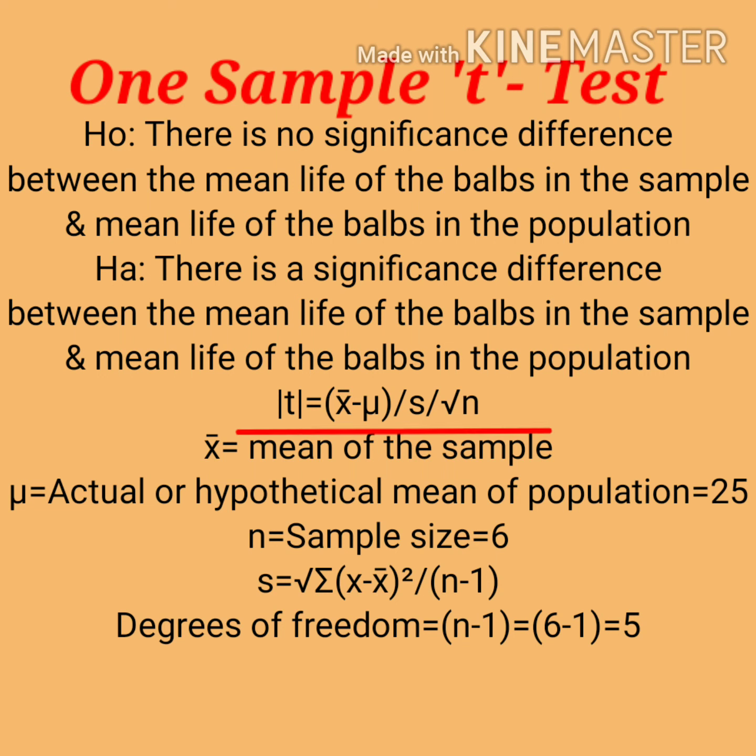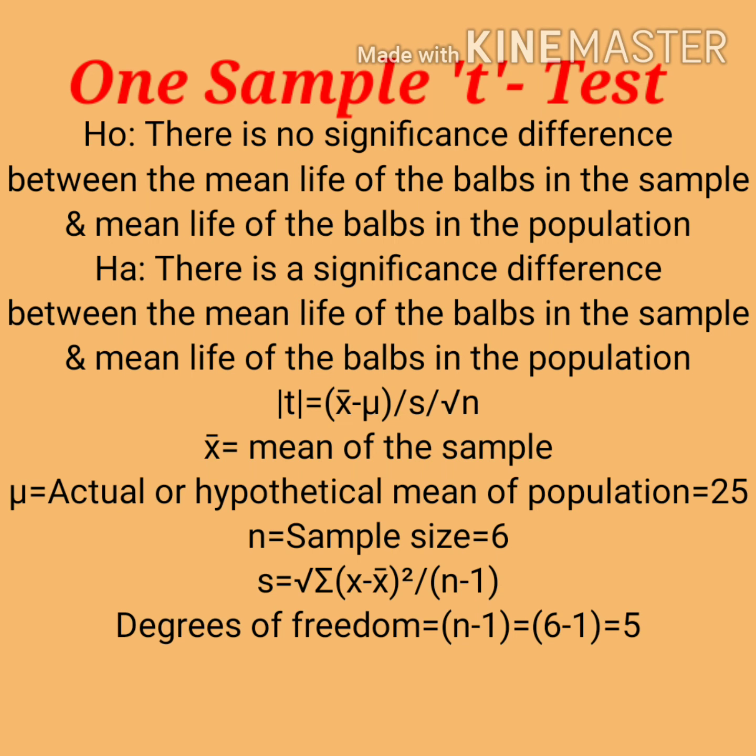t will remain within a modulus sign, because the value of t will never become negative. Okay. So you know x bar is equal to the mean of the sample, and mu is the hypothetical mean of the population, that is given as 25, and n is the sample size, that is also given, that is 6, and the sample standard deviation is root over summation x minus x bar whole square divided by n minus 1. Okay, and the degrees of freedom, that is n minus 1, 6 minus 1 equal to 5. So here in this math, you will have to judge whether the manufacturer's claim is valid or not.